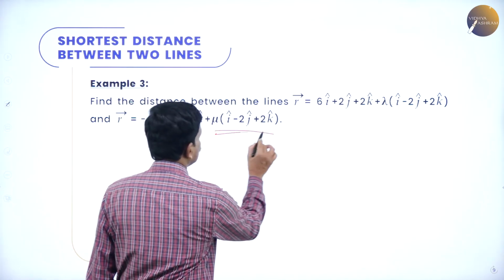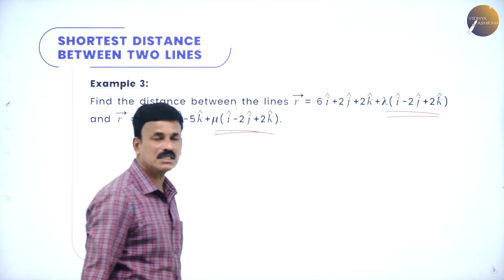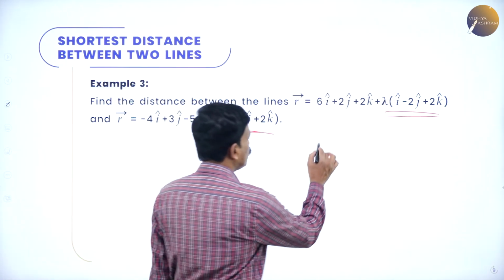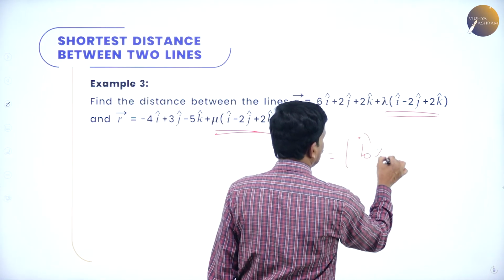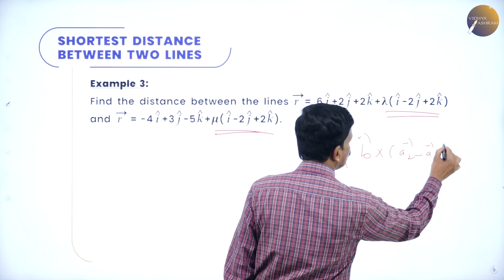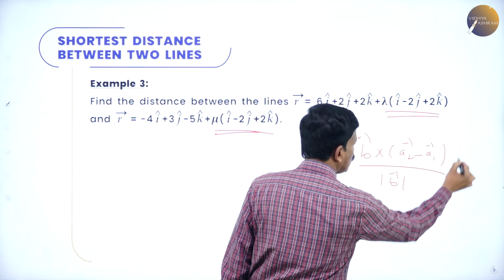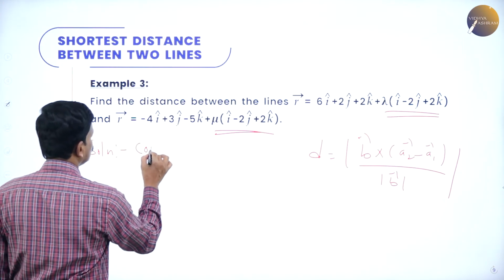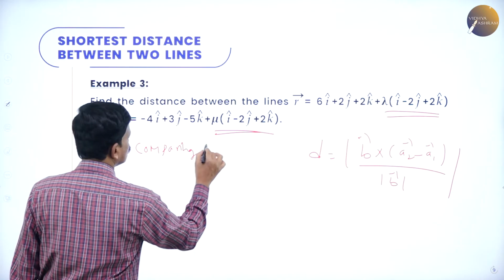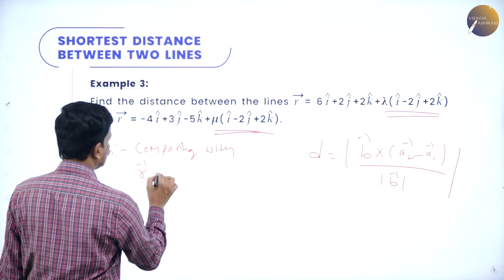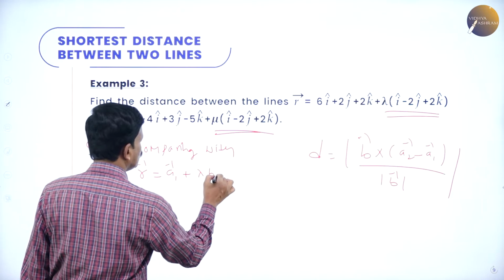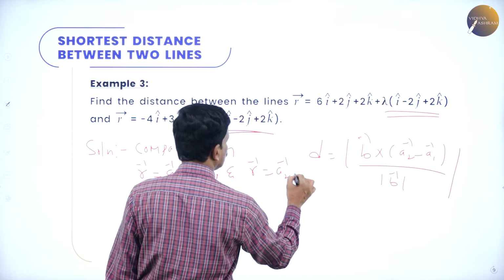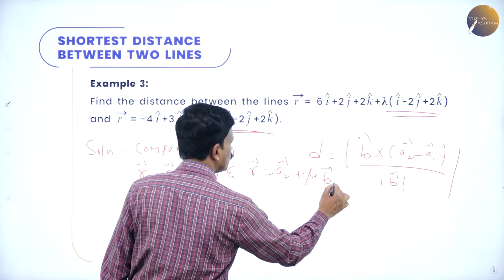Here B is the same for both, therefore these are parallel lines. So the distance between parallel lines, what is the formula? The distance D is equal to the length of B cross (A2 minus A1), divided by the length of vector B, under mod. Now, comparing with r = A1 + λB and r = A2 + μB.